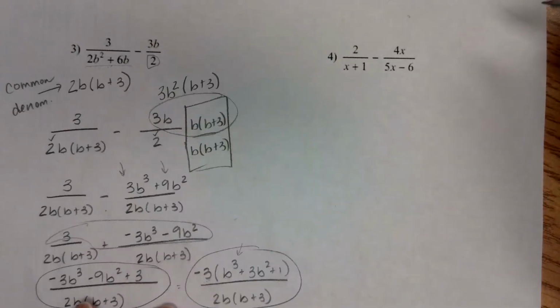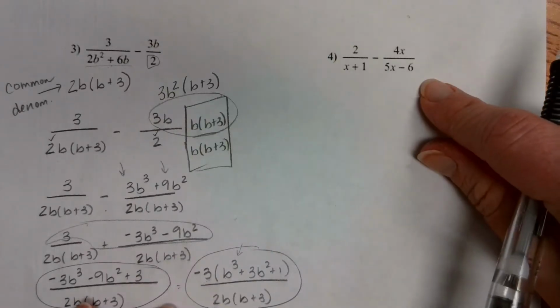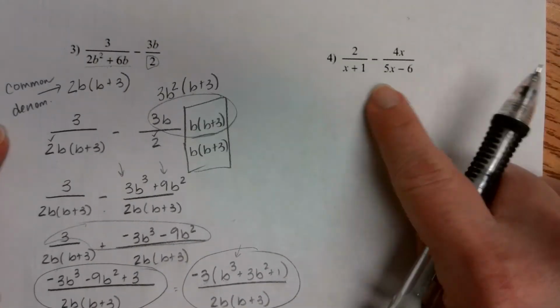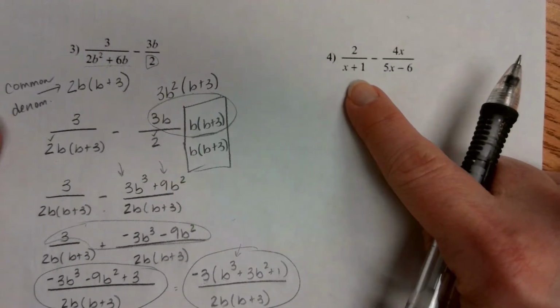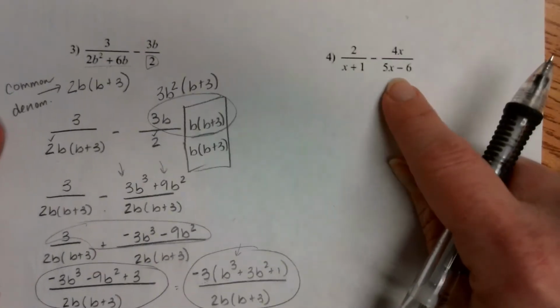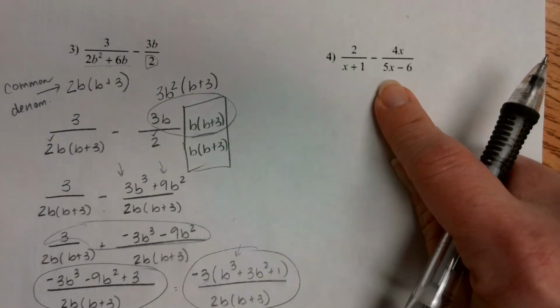Okay, so final example looking here. Looking at my two denominators, they're both linear. So x plus 1, I don't have a greatest common factor that can come out. And 5x minus 6, I also don't have a greatest common factor that can come out.